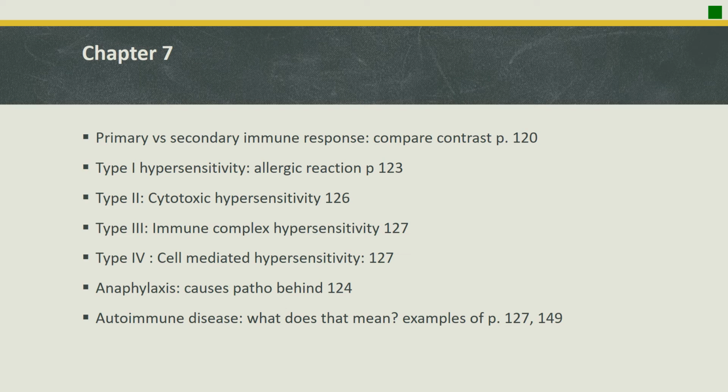Look at the other ones: cytotoxic, immune complex, cell mediated. We have to know what each of these are. What is an autoimmune disease? What does that even mean? Give an example or two. Different diseases that are considered autoimmune diseases.